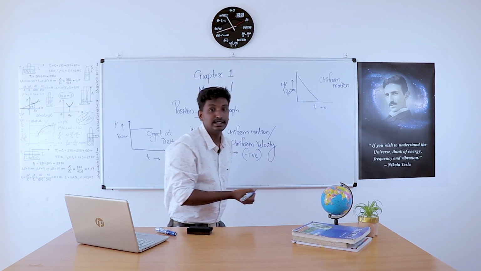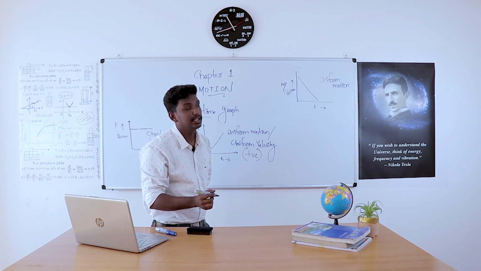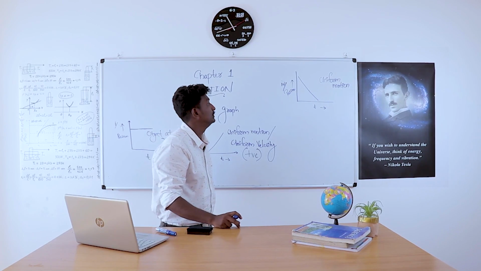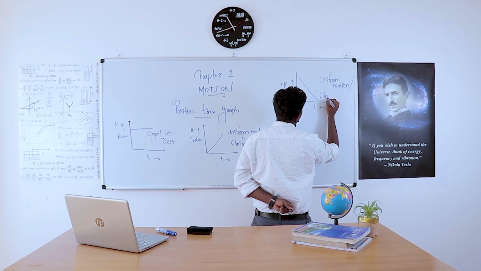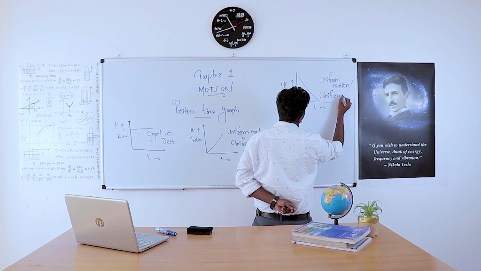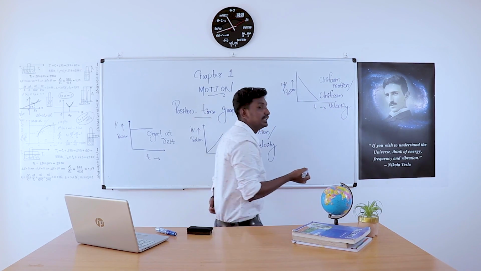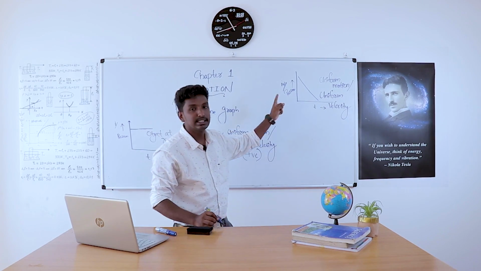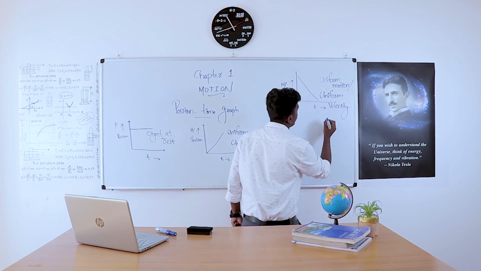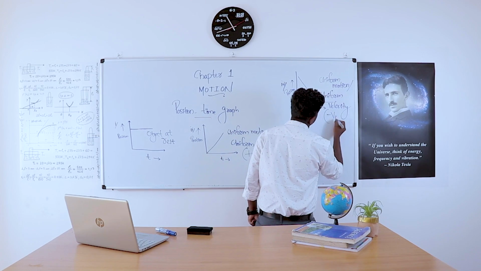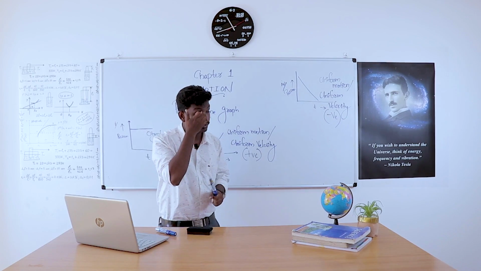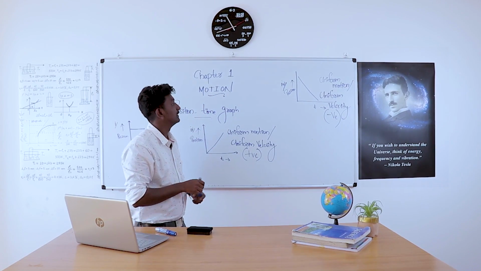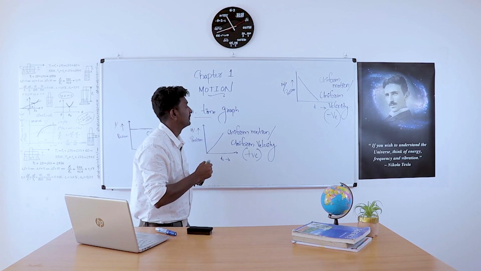That means a straight line in a position time graph gives the nature as uniform motion, or we can say that the object is moving with uniform velocity. But one thing to be noted here, this is a decreasing graph, therefore the value is negative. Uniform velocity having negative value. This is the third nature of graph.